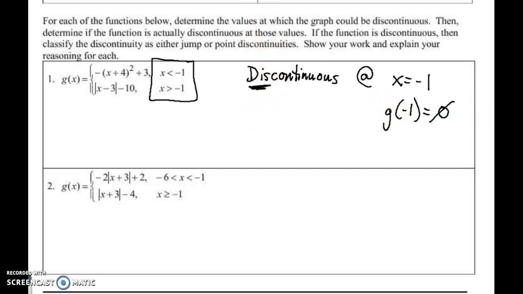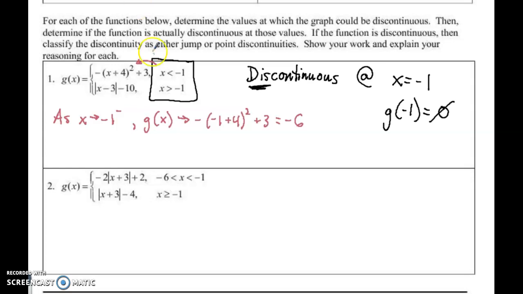Now how do you figure out which one? And that's actually doing the math. So as x approaches -1 on the left side, g of x, which equation am I going to use? Well, the left side of -1 is the top equation. I'm plugging in -1 in there. I imagine you can do all this in your head, by the way, because -1 plus 4 is 3, squared is 9, minus 9 plus 3 is -6.